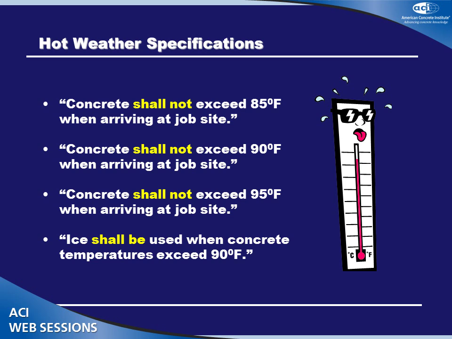And here are great examples. Remember I said ACI 305 or 301? Concrete shall not exceed 95 degrees when arriving at the job site? Well, what about ones that say 90 degrees? What about ones that say 85 degrees? Ice shall be used when concrete temperatures exceed 90 degrees. These are all common specification, common language that we see in hot weather specifications. And in Texas, we're used to these all the time.